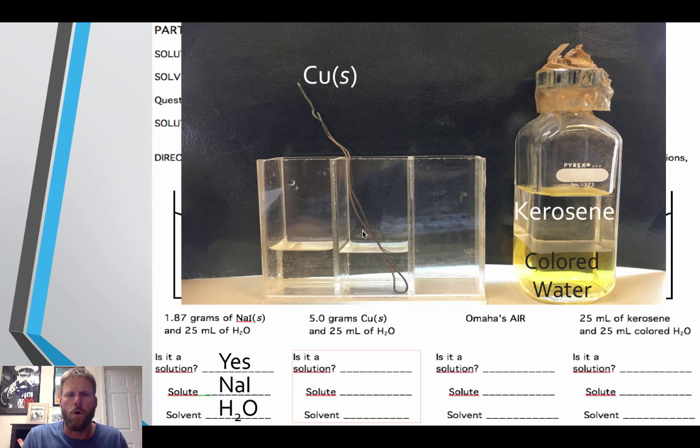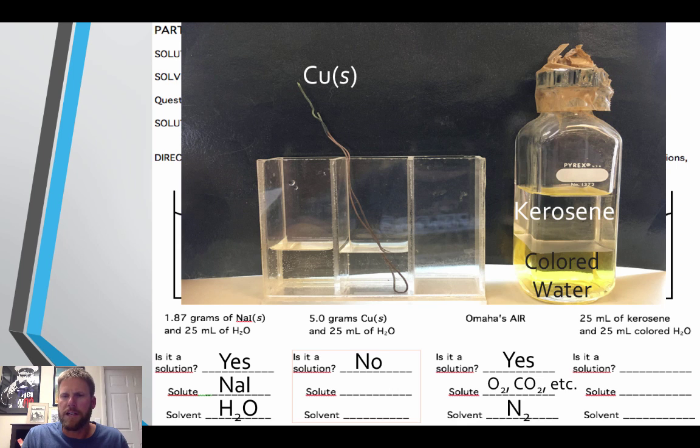Here we have a mixture of water and a piece of copper wire. This is not a solution. It is not homogeneous. We do not have a solute or a solvent. Omaha's air is a mixture and it is homogeneous. It is a solution by definition. The main component of the solution is nitrogen gas. It is the most prevalent gas in the air. The other less prevalent gases, oxygen, carbon dioxide, water vapor, those substances are the solute. Like I said, nitrogen gas would be the solvent.